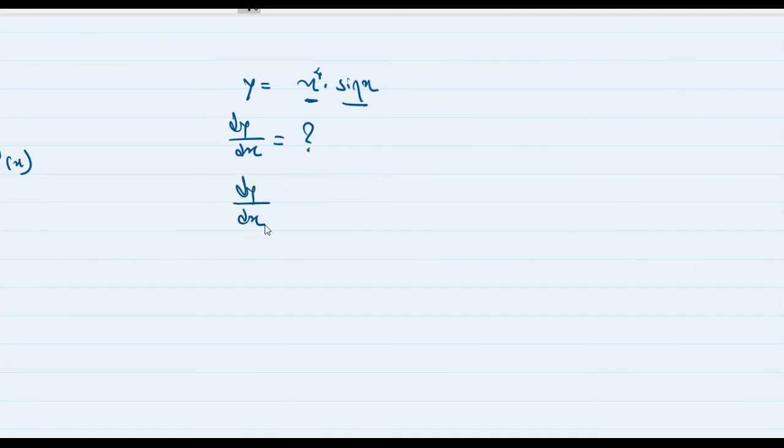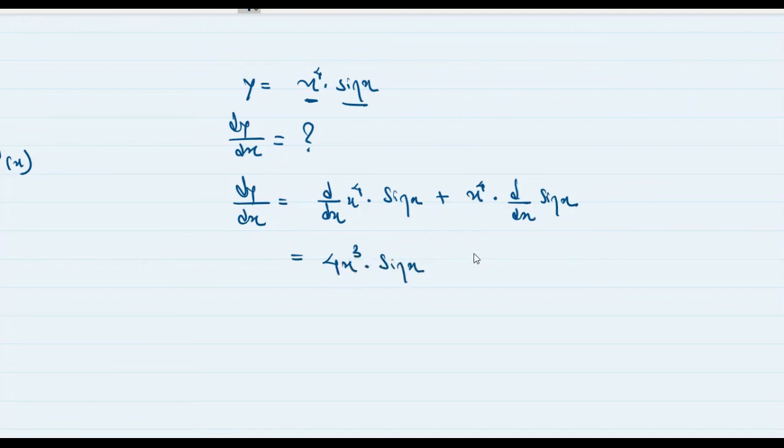So dy by dx will be equal to the derivative of the first function, that is x raised to 4, multiplied by the second function sine x, plus the first function multiplied by the derivative of the second function, d by dx of sine x. So this will become 4x cubed multiplied by sine x, plus x raised to 4 multiplied by cos x, right? The derivative of x raised to 4 is 4x cubed. Sine x remains sine x. The derivative of sine x is cos x and x raised to 4 remains x raised to 4.